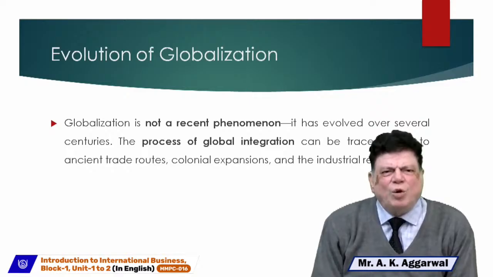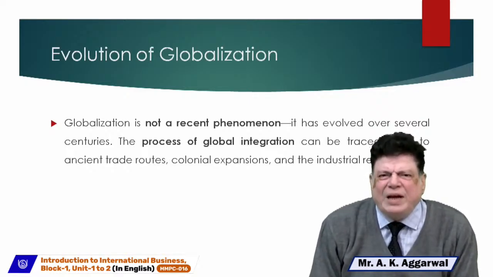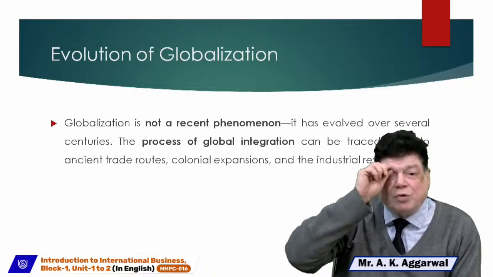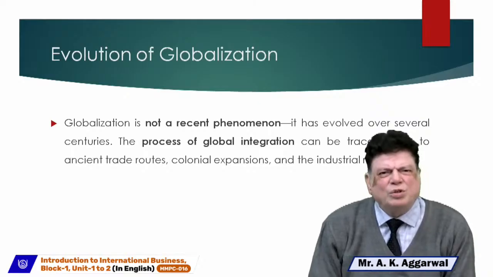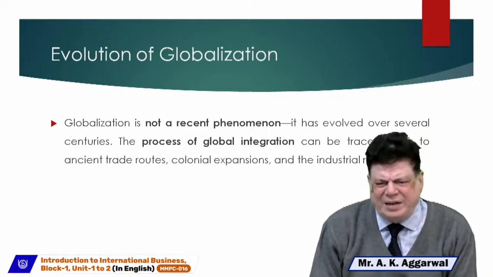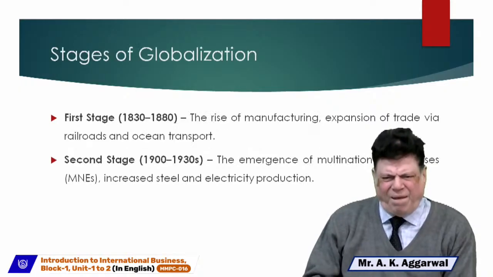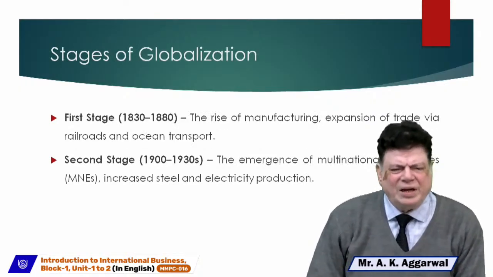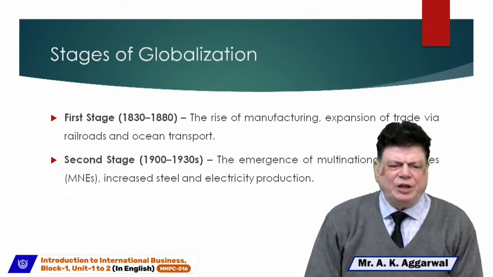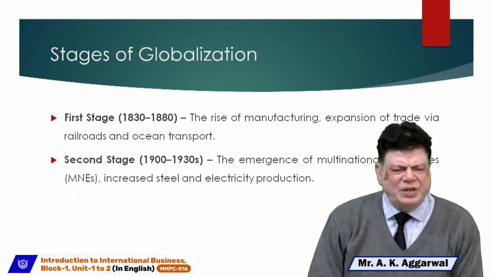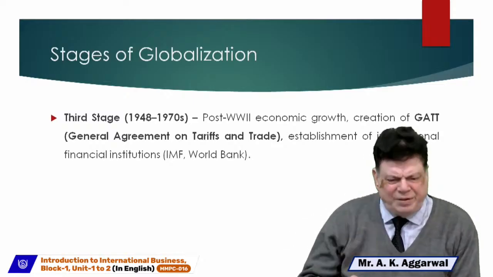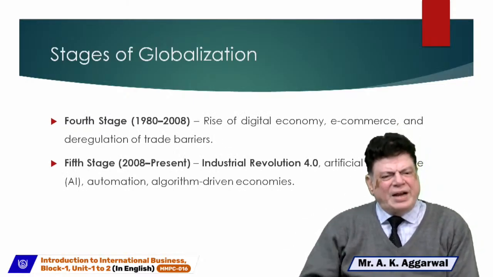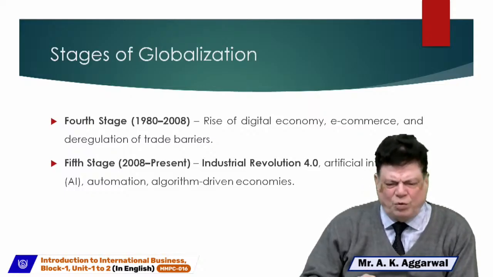Evolution of globalization. Globalization is not a recent phenomenon. It has evolved over several centuries. The process of global integration can be traced back to ancient trade routes, colonial expansion, and the industrial revolutions. Now there are stages of globalization. First stage is 1830 to 1880. Second stage is 1900 to 1930. Third stage is 1945 to 1970. Fourth stage is 1980 to 2008. Fifth stage is 2008 to present.